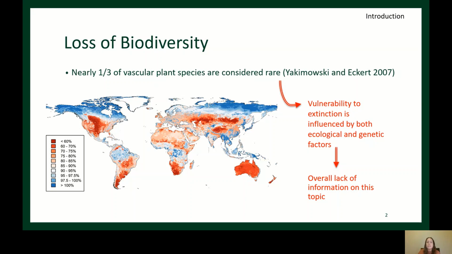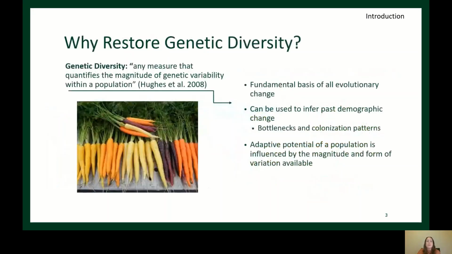This vulnerability to extinction is influenced by both ecological and genetic factors, such as habitat fragmentation and a loss of genetic diversity. However, we have an overall lack of information on this topic, which is really hindering the development of effective conservation strategies for species at risk. So why restore genetic diversity?